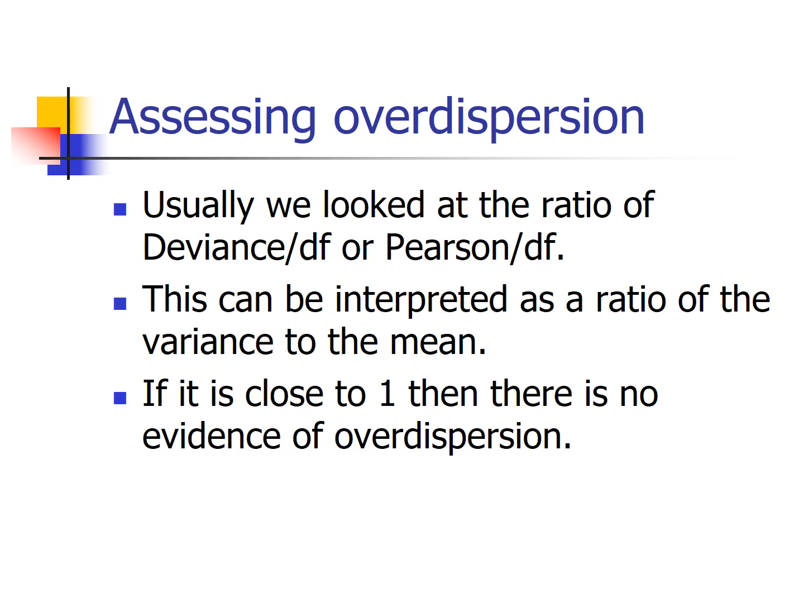How do we look for over-dispersion? What's the red flag? Well, we usually look at the ratio of the deviance test statistic to the degrees of freedom, or the Pearson test statistic to degrees of freedom. If you go back to our output, you'll see that both of those are reported. This could be essentially interpreted as the ratio of the variance to the mean. The deviance test statistic we can think of as an estimate of the variance, and the degrees of freedom as an estimate of the mean. We want the mean and the variance to be equal for a Poisson model to be appropriate, so we want that ratio to be close to one. When it's close to one, there is no evidence of over-dispersion. And of course, the farther from one, the greater the evidence.